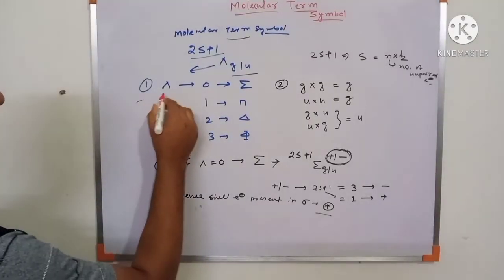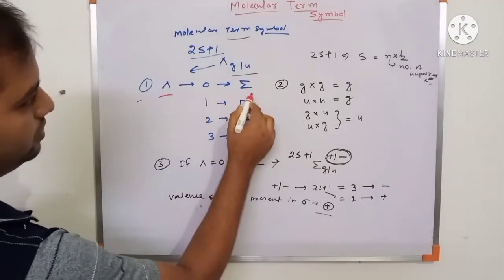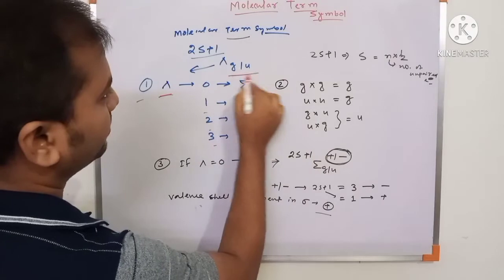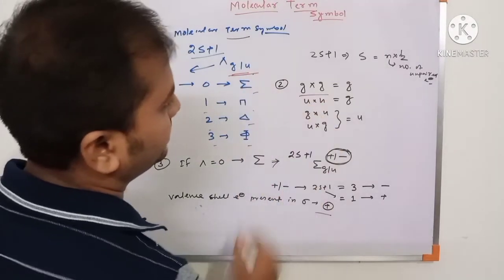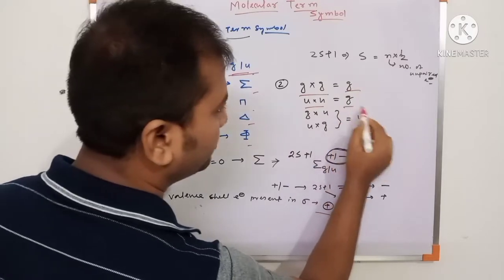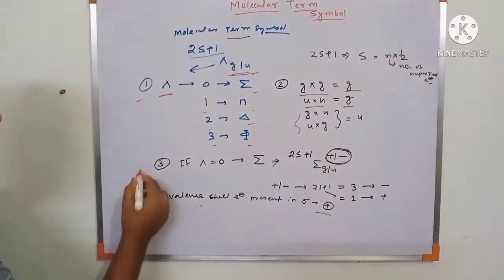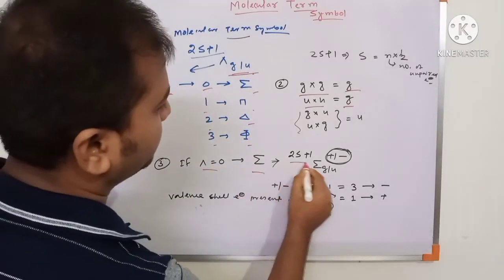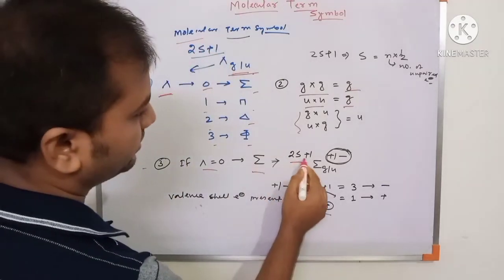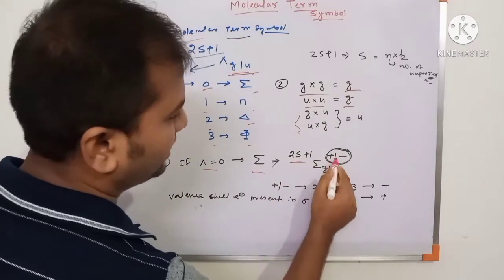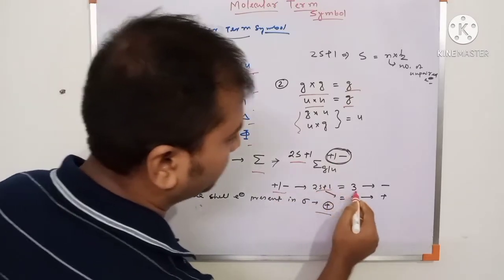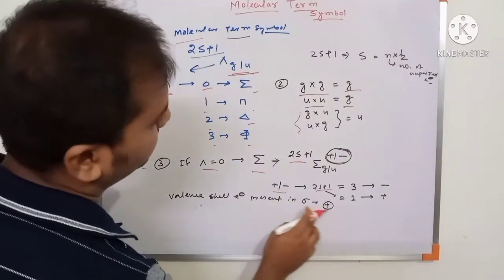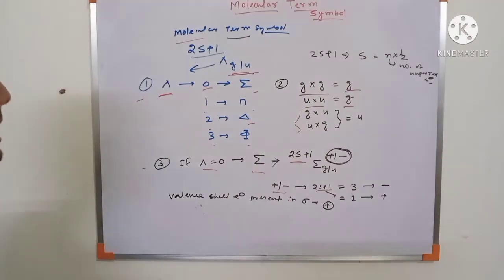So rule 1, first calculate the lambda value: 0 is sigma, 1 pi, 2 delta, 3 phi, and then the value g or u. Second, g into g equal to g, u into u equal to g, and otherwise u. And third, if the lambda value equals 0, then sigma, so the molecular term symbol changes to 2S plus 1 sigma g or u plus or minus. This plus or minus depends on 2S plus 1. If 2S plus 1 equals 3 then minus, and if equal to 1 then plus. The valence shell electron in sigma orbital always has a plus sign, and S will be calculated. Then I will discuss some questions.